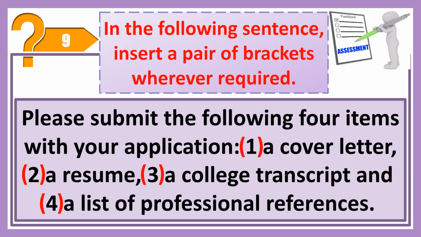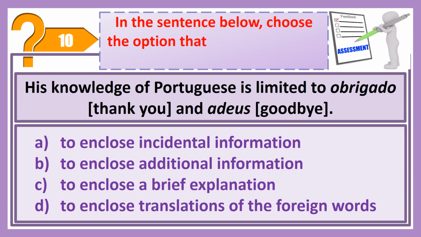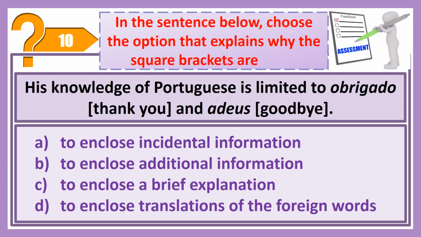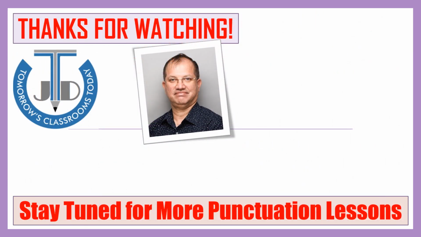Question 10. In the sentence below, choose the option that explains why the square brackets are used. And the right answer is option D. By understanding and properly using brackets, students and educators can enhance the clarity and precision of their writing.